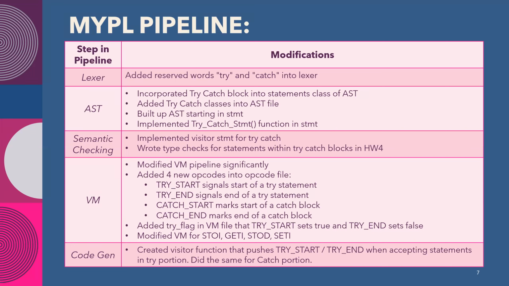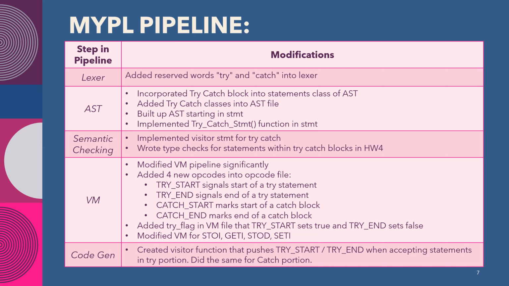In semantic checking, it was pretty simple, as I just implemented my visitor statement for try and catch, and then I had written type checks already for the statements within my try and catch blocks in homework 4. So since try and catch blocks only contain statements, I already wrote all the type checking I needed for statements. So there's no real issues with that. I just needed to create my try and catch visitor and accept the statements within it.